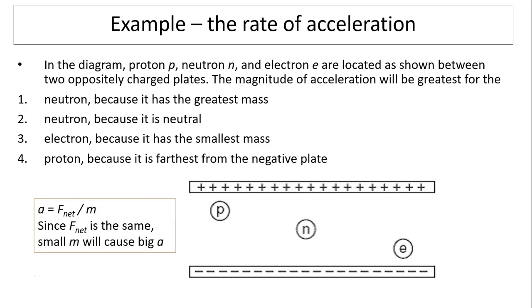Now, since acceleration is net force over mass, the force on the proton is the same as the force on the electron. Acceleration will be greatest on the electron because the electron has smaller mass.